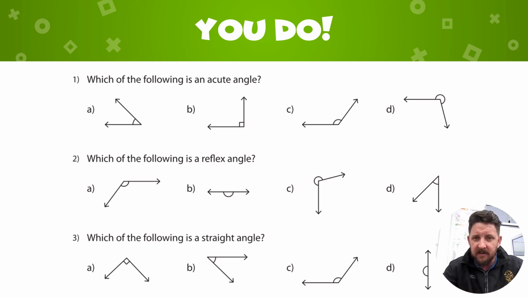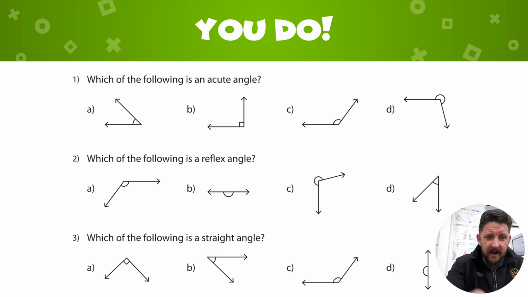Now at no stage here is it asking you for how many degrees it is, but you obviously knowing that a straight line is 180 degrees, that a reflex angle is more than that, and that an acute angle is less than 90 degrees, is going to help you to be able to classify and identify them. Have a go now, stop the video, and I'm going to come back and circle the correct answers.